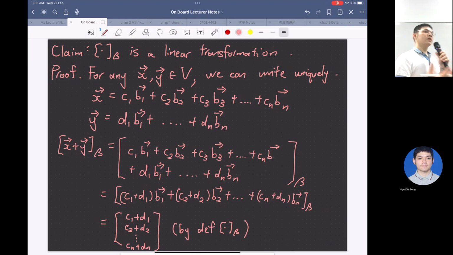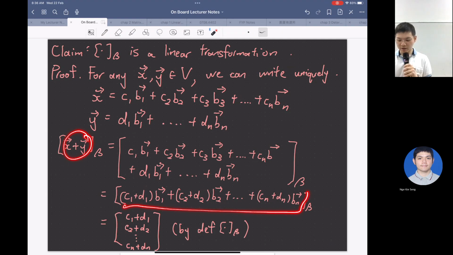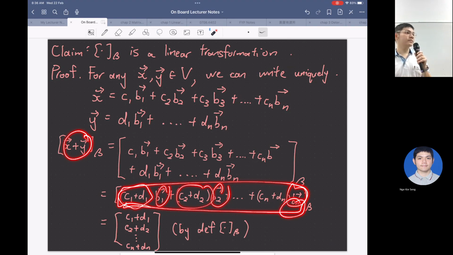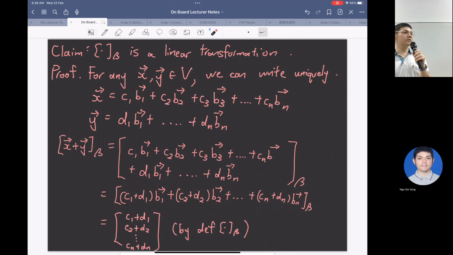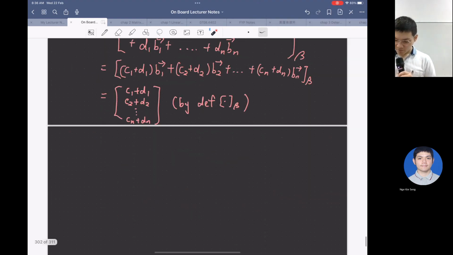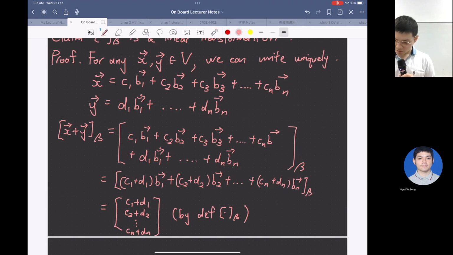So what's the coordinate vector? The coordinate vector reads out the coefficients in the linear combination of basis vectors. You write your vectors in terms of the linear combination of basis vectors, and then you read out the coefficients. Is that okay? We haven't finished yet. Let me go back to our goal. We want to show that the coordinate vector of x plus y with respect to B is equal to the coordinate vector of x plus the coordinate vector of y.